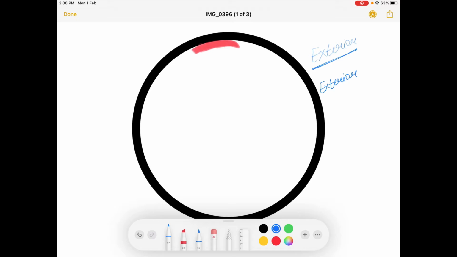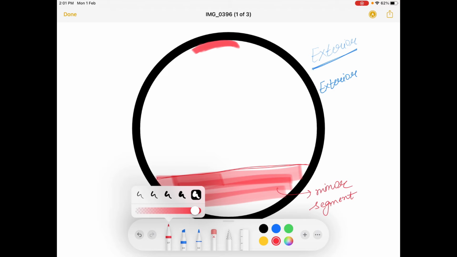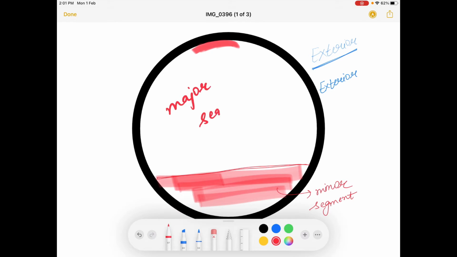Now here you can see that if I divide this circle into two halves like this, the upper portion of the circle is big and the lower portion of the circle, that is this part, is small in size. So this part of the circle will be called the minor segment, and the upper portion which is larger in size will be called the major segment. So these are the properties of the figure.